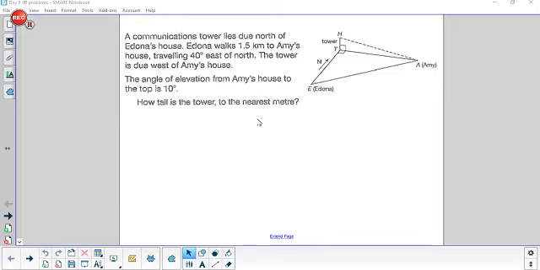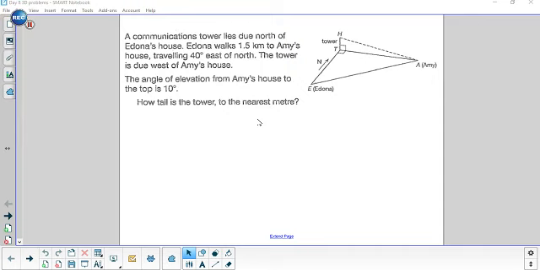In today's lesson, we are going to look at three-dimensional pictures. So they're a little bit harder to see and understand. So here's what we've got. A communications tower is lying due north of Idona's house. Idona walks 1.5 kilometers to Amy's house, traveling 40 degrees east of north. The tower is due west of Amy's house. The angle of elevation from Amy's house to the top is 10 degrees. How tall is the tower?